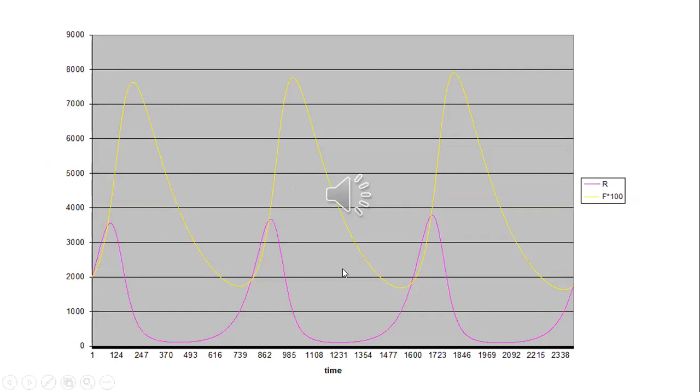Okay, so we're seeing something different from before, right? It doesn't seem to be dying out that way. We're definitely getting some kind of periodic behavior right here. And again, the rabbits go up, makes the foxes go up, and that makes the rabbits go down, and that makes the foxes go down, and we get this kind of nice cycle.